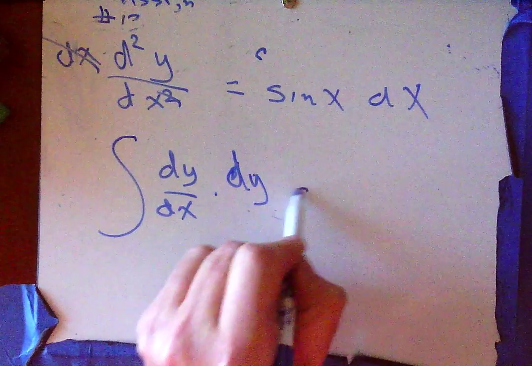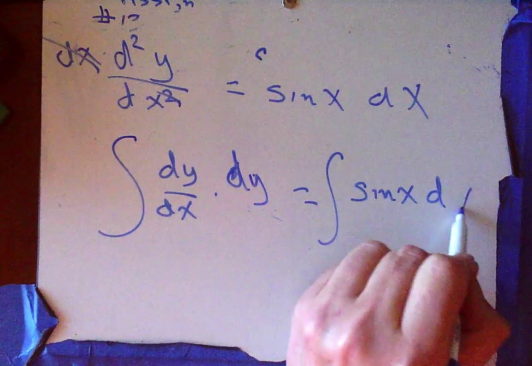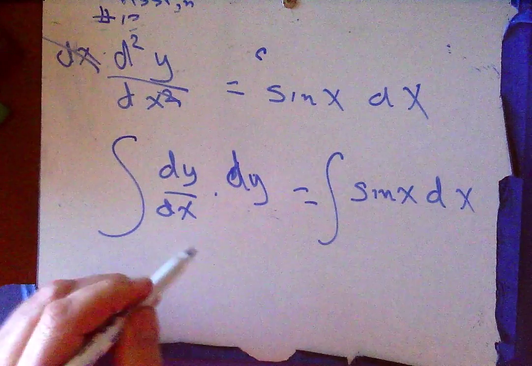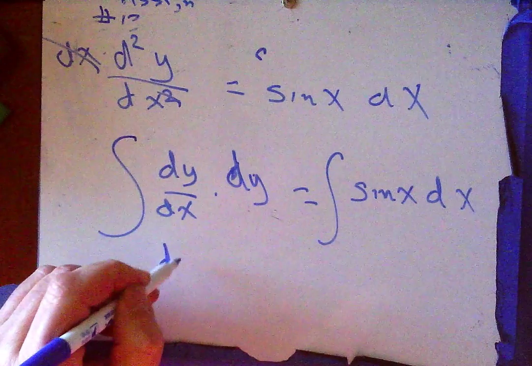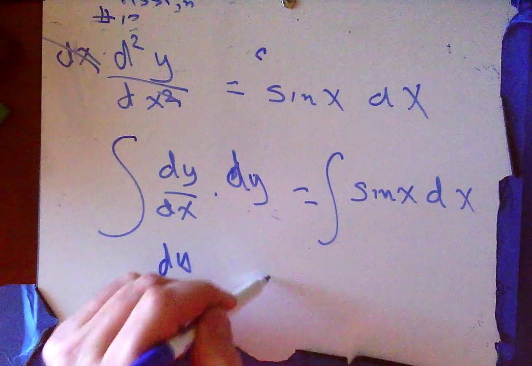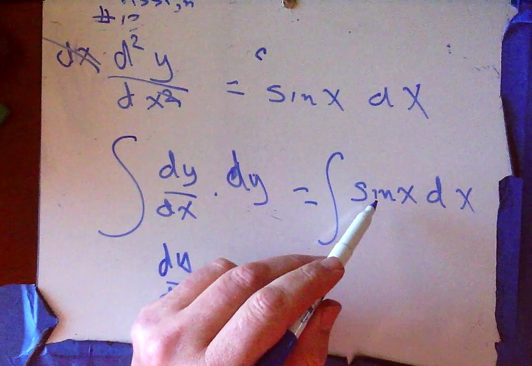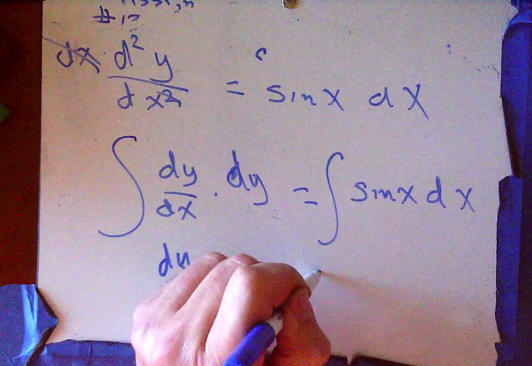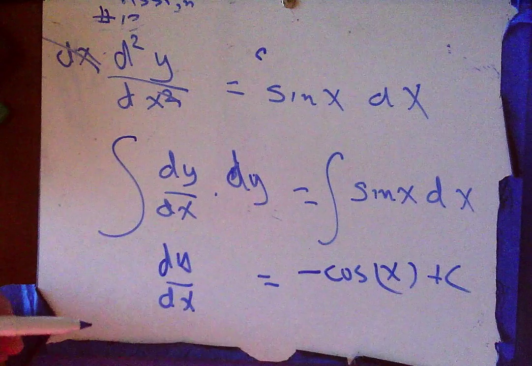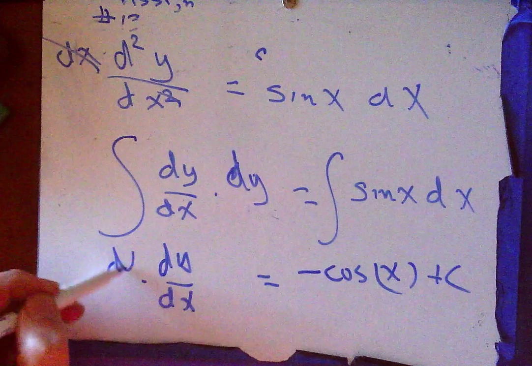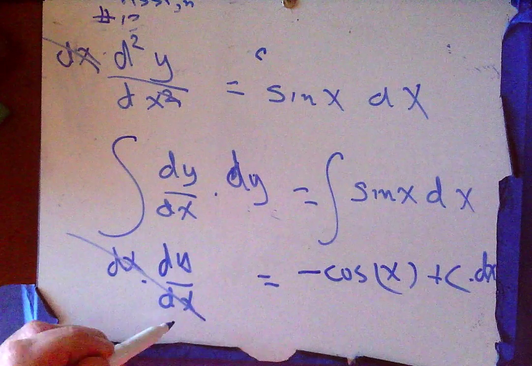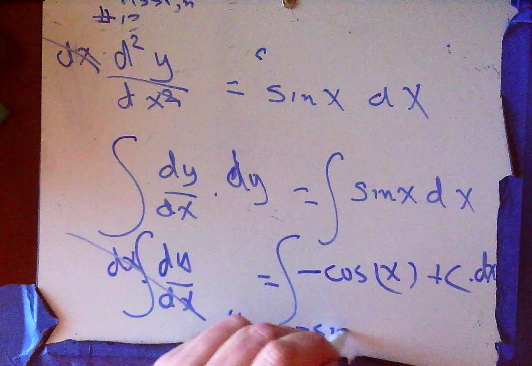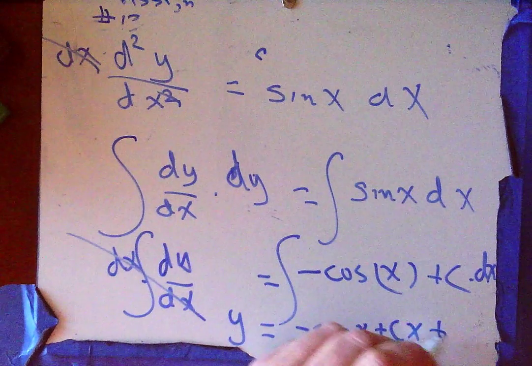dy equals the integral of sine x dx. Okay, so the antiderivative over here is going to be dy dx, and over here we're going to have negative cosine x plus c. If I do my separation of variables again and then integrate, I'm going to have y equals negative sine x plus cx plus d.